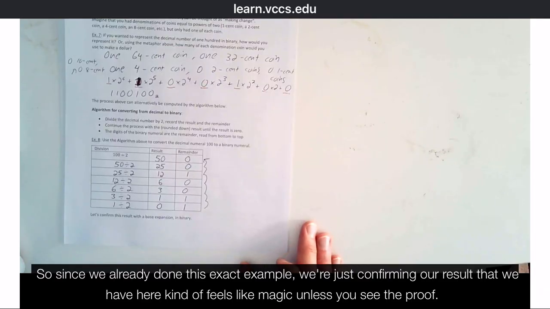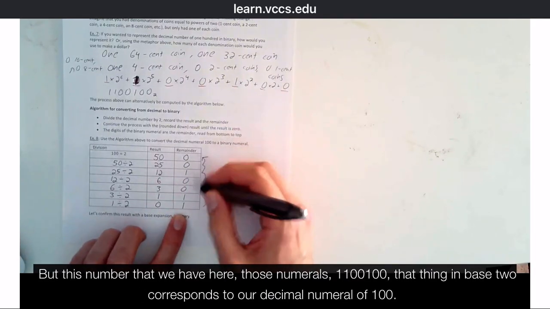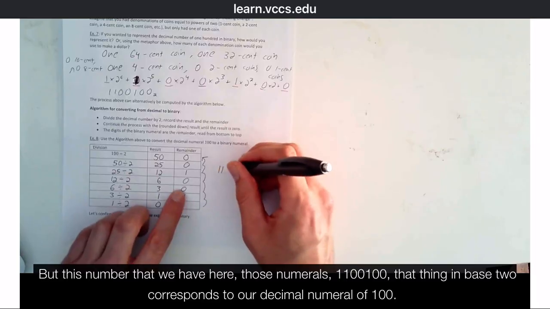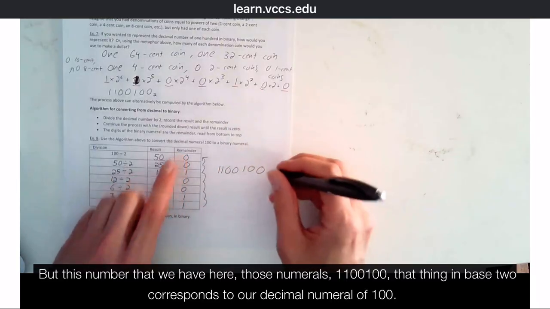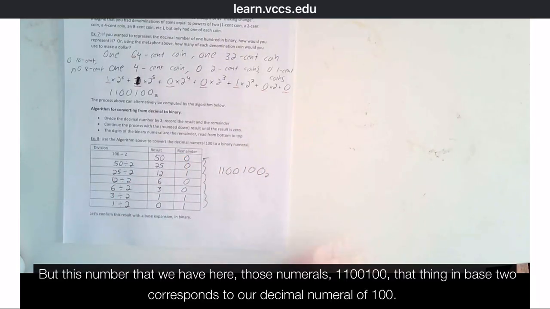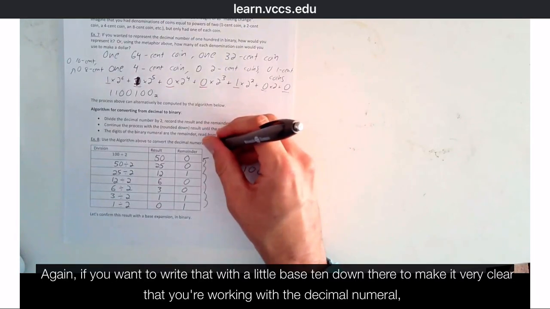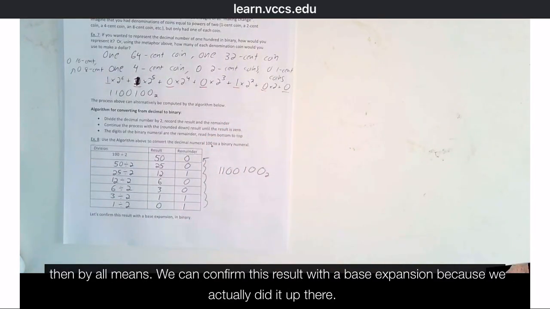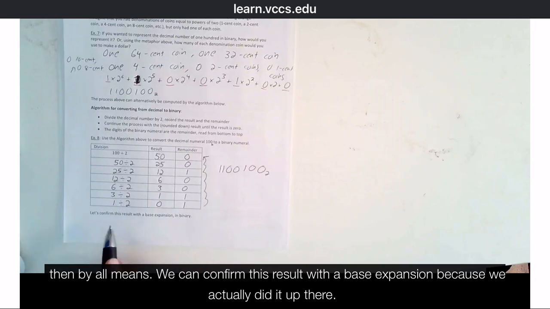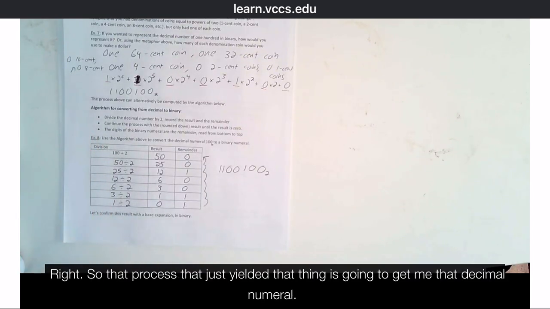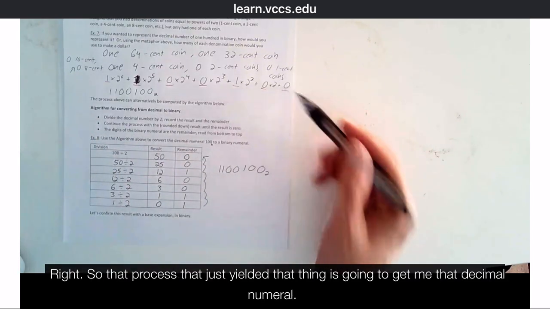Kind of feels like magic unless you see the proof, but this number that we have here, those numerals 1, 1, 0, 0, 1, 0, 0, that thing in base 2 corresponds to our decimal numeral of 100. Again, if you want to write that with a little base 10 down there to make it very clear that you're working with a decimal numeral, then by all means. We can confirm this result with the base expansion because we actually already did it up there, right? So that process that just yielded that thing is going to get me that decimal numeral.